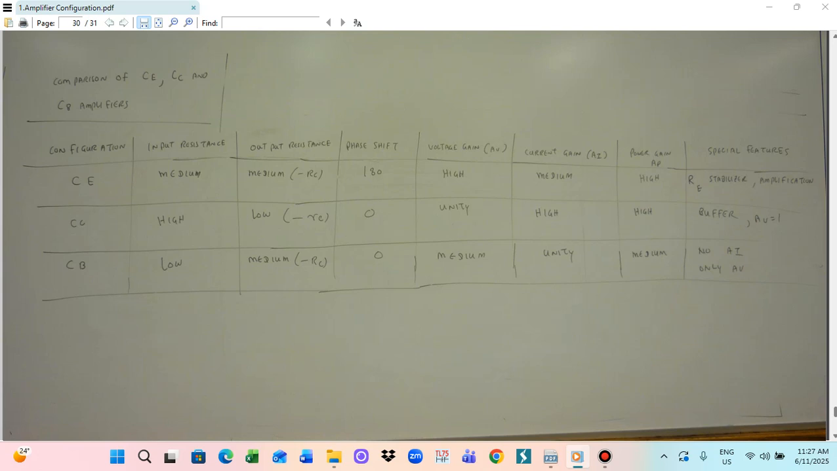For the CB amplifier, input resistance is low, output resistance is minus RC. This is medium. Phase shift is 0 degrees, voltage gain medium, current gain unity, power gain medium. So there is no AI and only AV. Those are the special features of the CB and the CC amplifier.